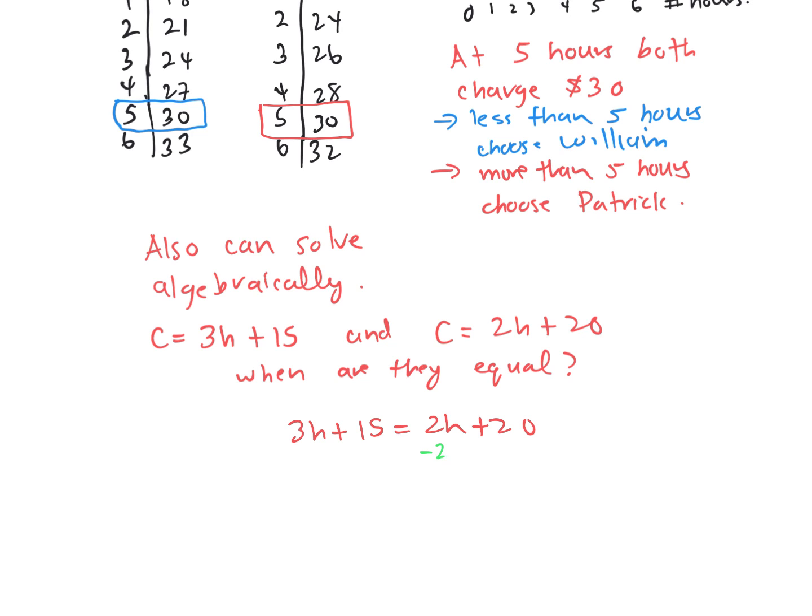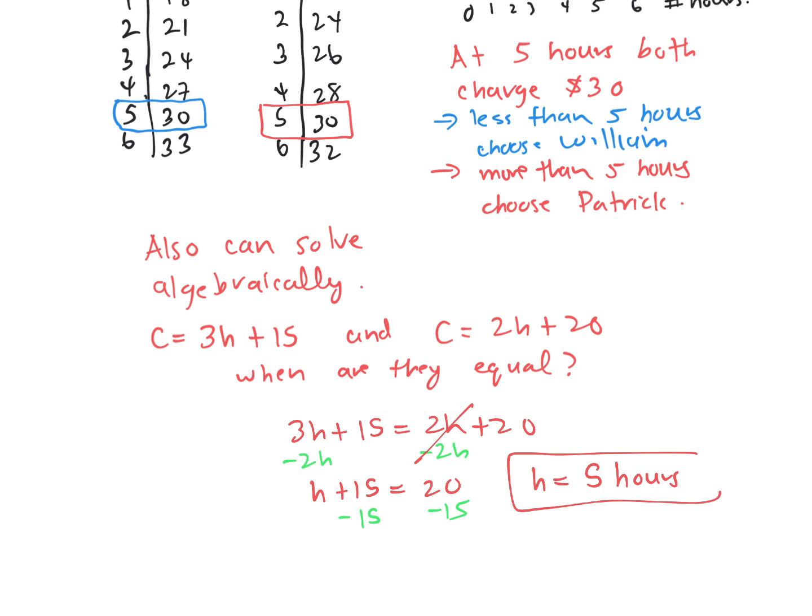So I'm going to get my variables on the same side. So I'm going to get rid of them on the left and put them on the right. So 3h minus 2h is 1h. And that gets rid of that. And then I will isolate for h. So let's get rid of the 15. So if you know how to solve an equation, that's very helpful.